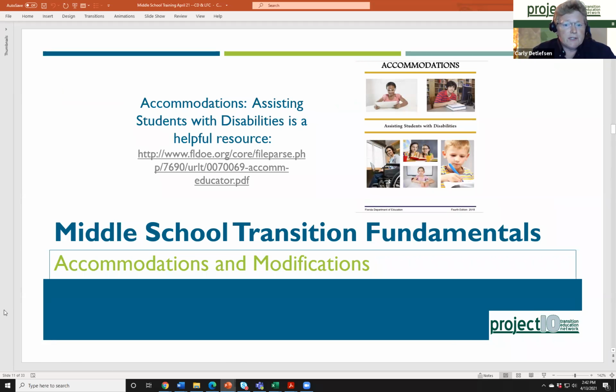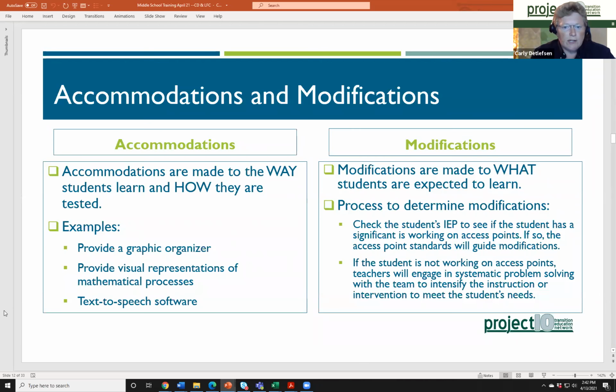The accommodations manual is available on the DOE website. I'm pretty sure that most of us know the difference between accommodations and modifications, but we'll show you the list anyway. You can go ahead, Lisa, and you can access that manual on DOE's site with that link. But we all know that accommodations change the way students learn and how they're tested, but modifications change what they're expected to learn. So again, just seeing the difference between accommodations and modifications, just to keep that fresh in our brain.